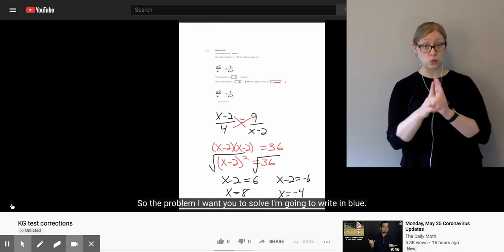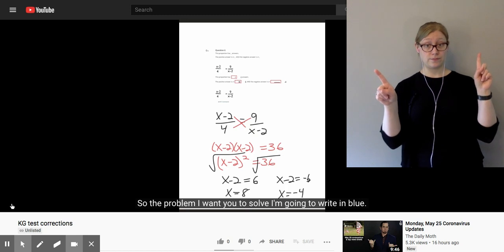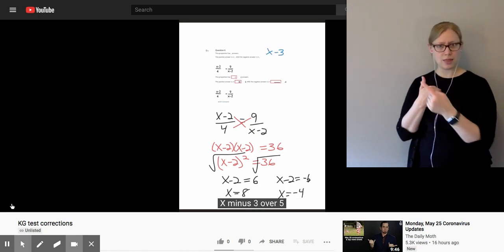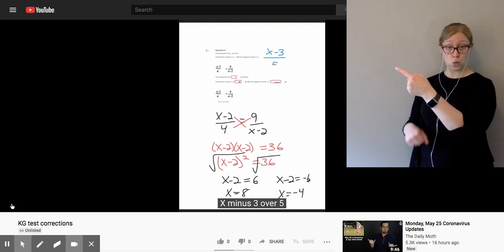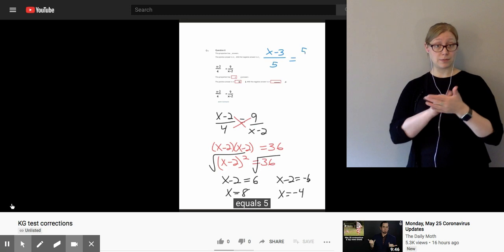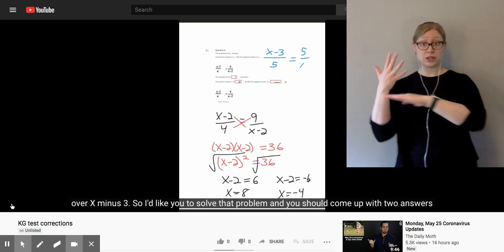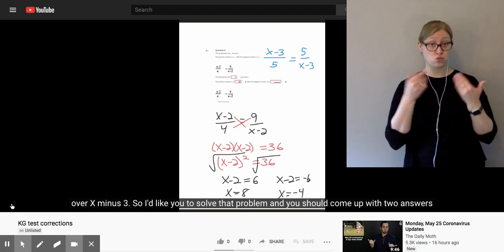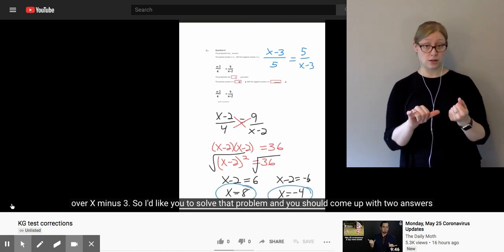So the problem I want you to solve, I'm going to write in blue. And so I'm going to say that you have this proportion: (x minus 3) over 5 equals 5 over (x minus 3). So I'd like you to solve that problem, and you should come up with 2 answers.